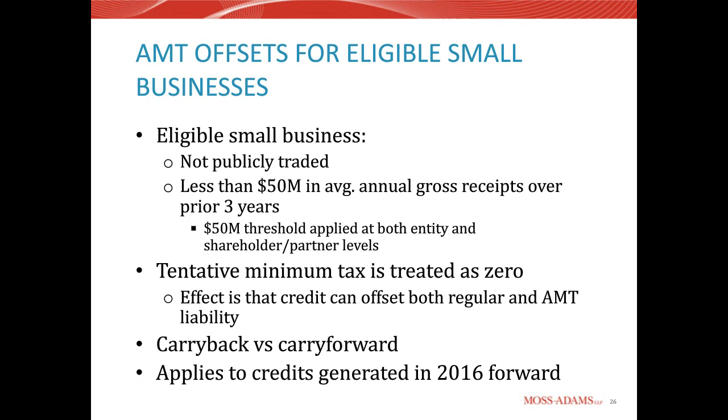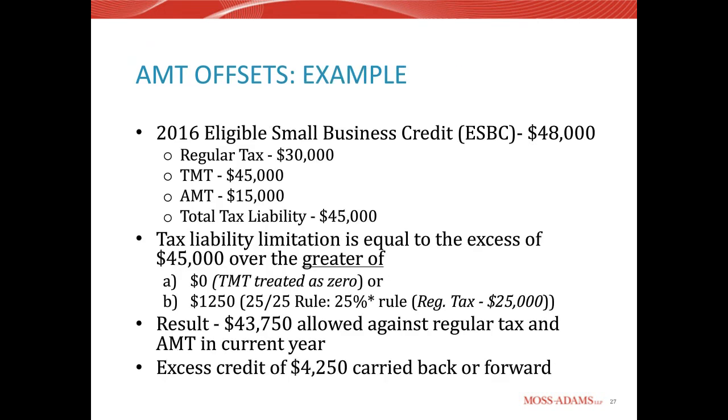And to provide an example of how this would benefit a taxpayer, here's just a quick scenario. In 2016, an eligible small business company had $48,000 in credit. Regular tax was $30,000. Tentative minimum tax, $45,000, and that leaves an alternative minimum tax of $15,000, the difference between that tentative and the regular. So all in, their total tax liability is $45,000.